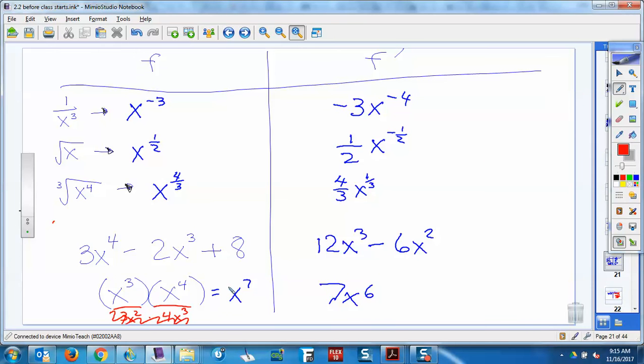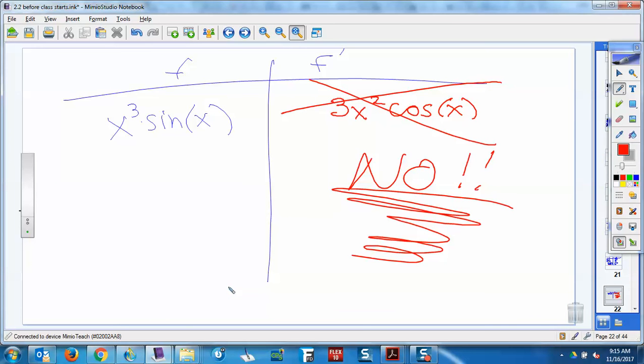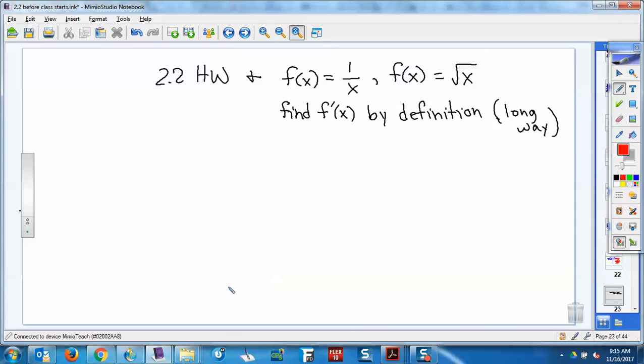Okay? All right. So, that's this new shortcut for derivatives. Very powerful. Allows us to do a lot of different types of functions, but not all types of functions, right? As we can see right there. So, we'll have to figure out some other stuff.